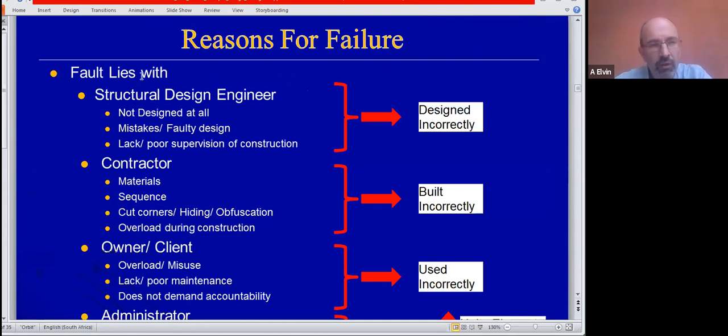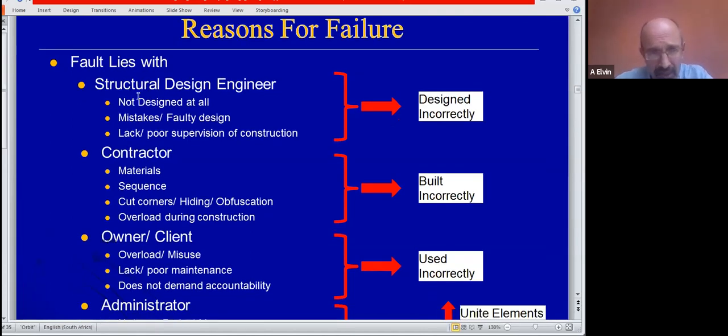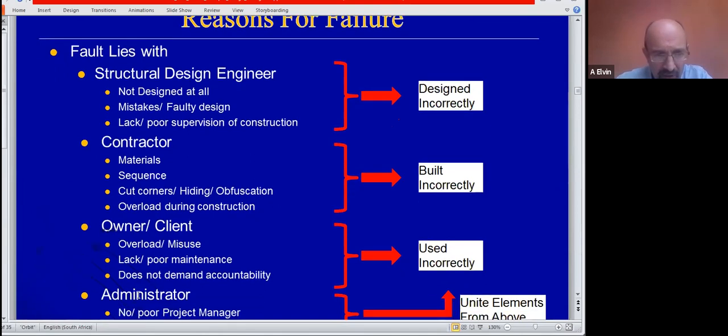Right, so whose fault is it anyway? I'm not going to get into the details. We covered them last time, but basically the various parties could be to blame: the structural engineer, the contractor, even the owner and the client could be to blame, the administrator slash project manager could be to blame, or all of them could be blamed, as in a case I'm involved with right now.